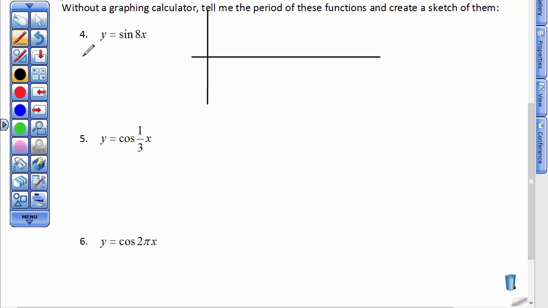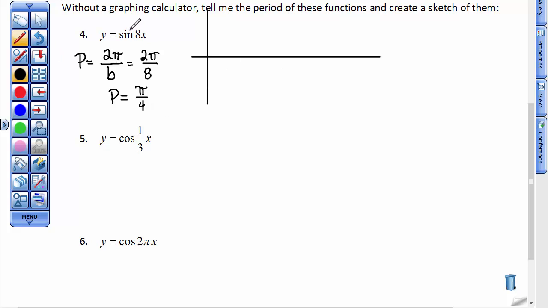So definition of the period is to always take 2 pi, which is the period of the original sine and cosine curves, and divide it by the value that's in front of x, in this case 8. So 2 pi divided by 8. Please always reduce that. So 2 over 8 is 1 over 4. I'm just going to call that pi over 4 instead of 1 over 4.